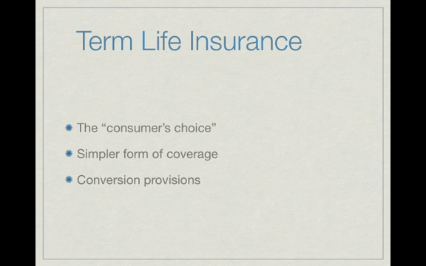Now, term life insurance is kind of the quote-unquote consumer's choice. It's the simplest form of coverage on the market today. You get your quote, you pay your premium, you have a certain amount of death benefit until 10 years from now or 20 years from now or whatever term period you buy, and then at the end of that, it's up. If you didn't die, you quit paying premiums. If you do die, the insurance company pays out a benefit. It's very, very simple. No cash value, no moving parts. You know really what you're getting into right from day one.